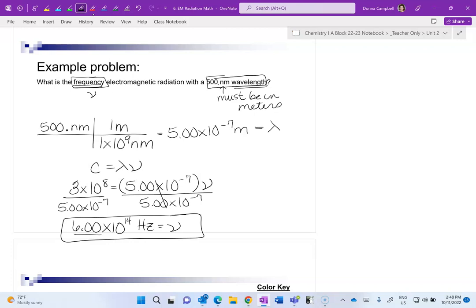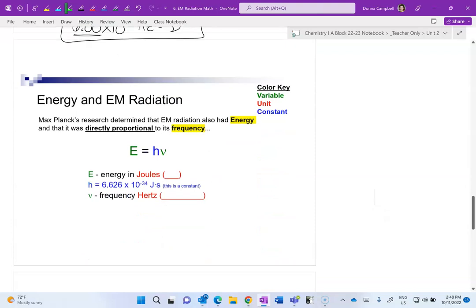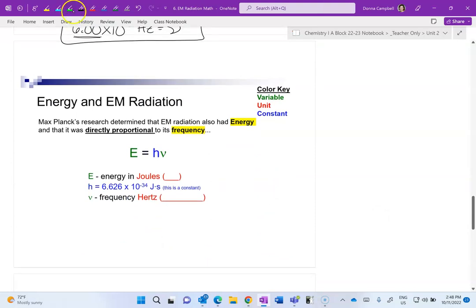Sig figs wise, you have 3 here, you have 3 here. This actually did have 3.00, but it's also a constant, so we do not care about its sig figs. Whatever you start with really should be what you end with in these equations. So that's how you're going to use C equals lambda nu. Given wavelength, find frequency. Given frequency, find wavelength. That's it. So let's go down and look at another relationship.